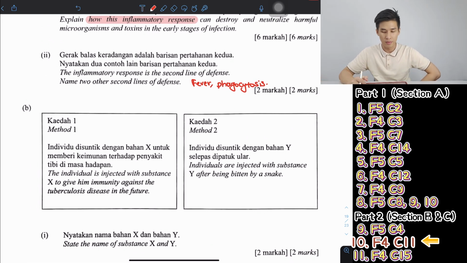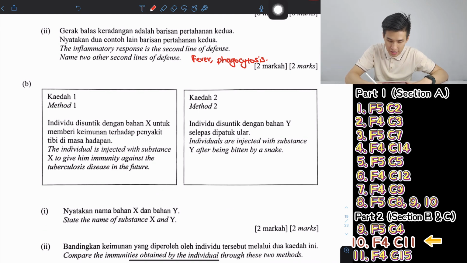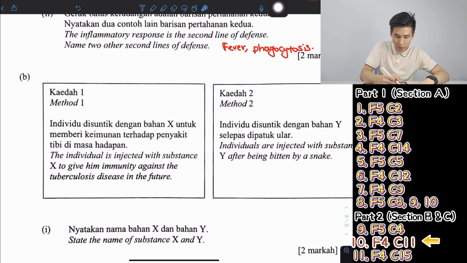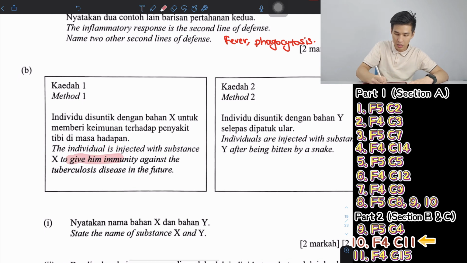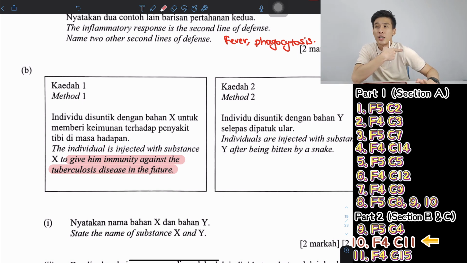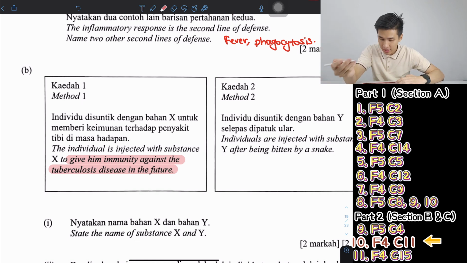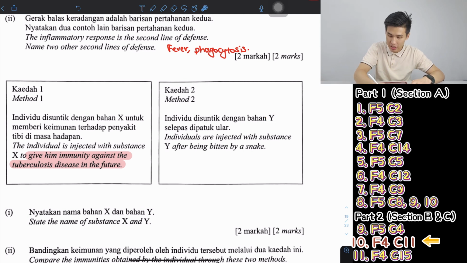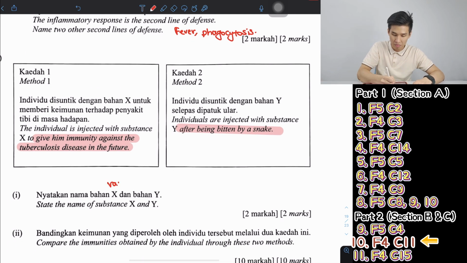This one is one of the most common immunity questions, which is about the type of immunity. You read first, they say here: Method 1, individuals injected with a substance X to give immunity against the tuberculosis disease in the future. It means that after you inject this, it's not to cure the disease now, but to prevent it in case you get it in the future. Method 2 is injected after being bitten by a snake. Most of you should already know this. What are these two substances? X is like a COVID vaccine, and Y we call the anti-serum.